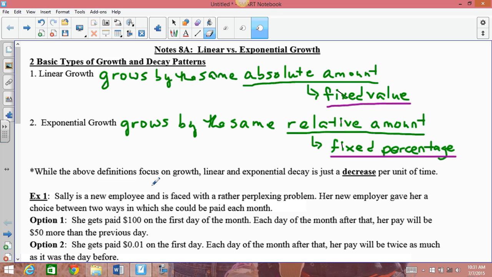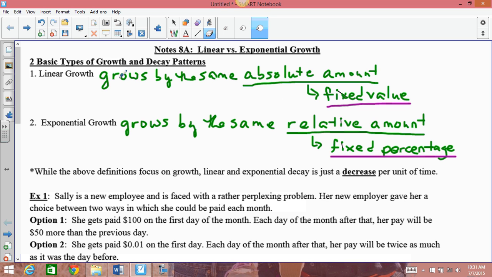So with that said, I am working through Section 8A's notes. I'm going to have the solutions key here and not going to write everything down. So for example, you can see here linear growth and exponential growth from the solution key. It says that it's a quantity that for linear growth grows by the same absolute amount, which you're going to find will be a fixed value per unit of time, whereas exponential growth is going to be a quantity that's growing by the same relative amount, which you're going to find is going to be a fixed percentage per unit of time.